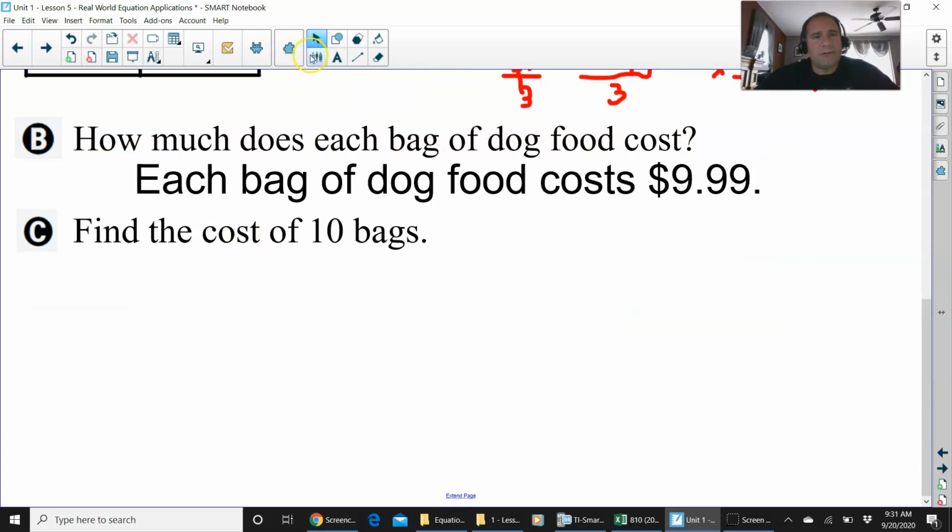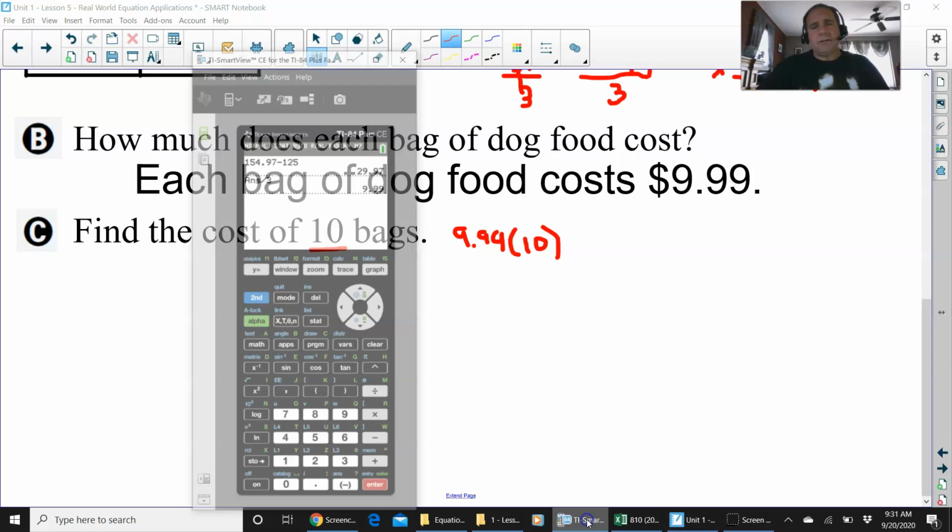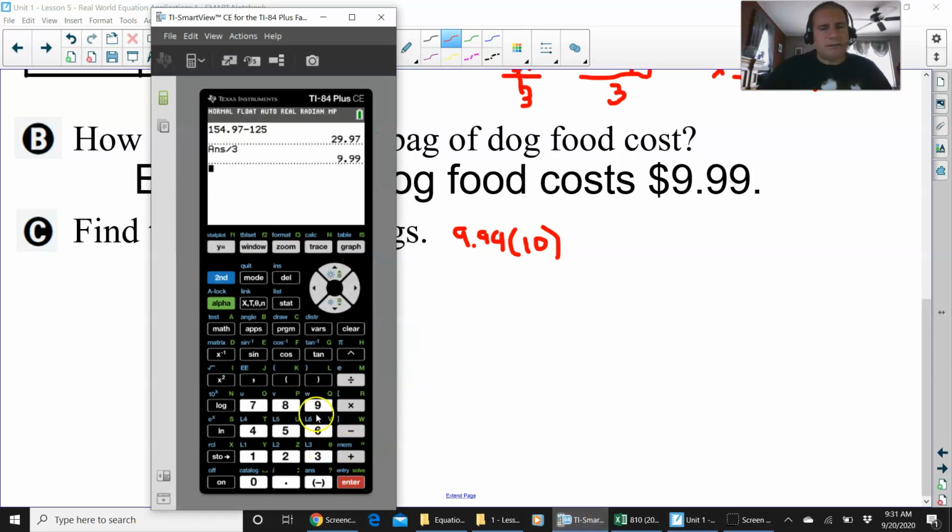How much will 10 bags cost? If one bag is $9.99, what would you do to figure out the cost of 10 bags? Yes, you would multiply it. So $9.99, you're just going to put $9.99 down, and the amount of bags that you have to find the cost of is 10. So again, if you can't do that in your head, that's fine, because we have a calculator.